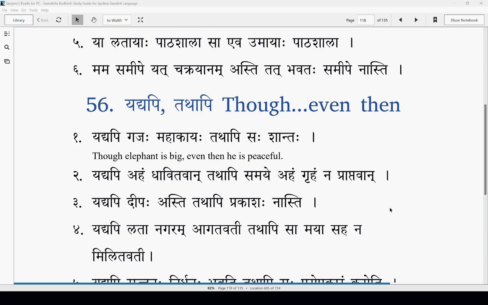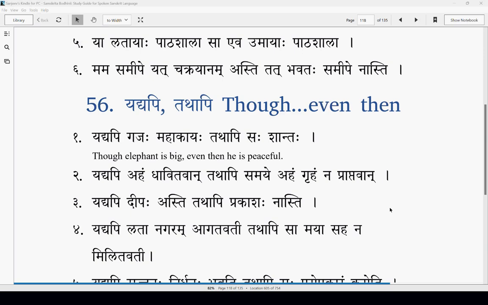Next one, who wants to read? Raghu Mahoday can start. यथापि दीपः अस्ति तथापि प्रकाशः नास्ति. Is it right? यद्यपि दीपः अस्ति तथापि प्रकाशः नास्ति.